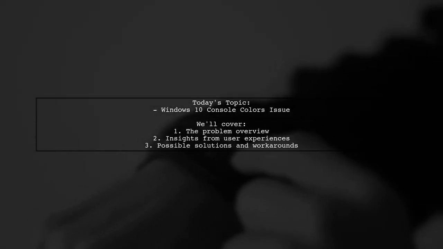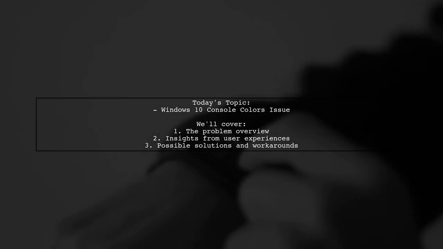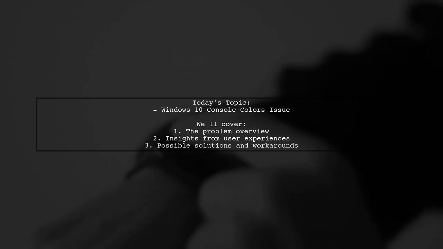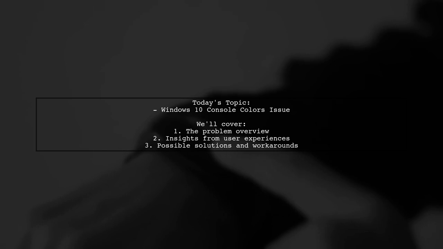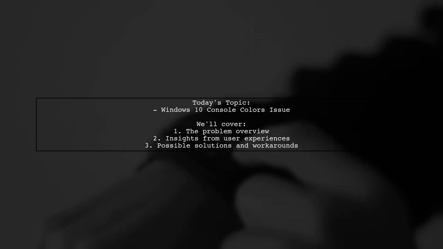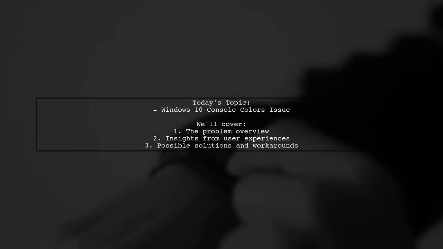Today, we're tackling a perplexing issue that many Windows 10 users encounter. Our viewer is asking why console text colors aren't working in Windows 10 build 15063.296. Let's dive into the details and uncover the mystery behind virtual terminal control character sequences.